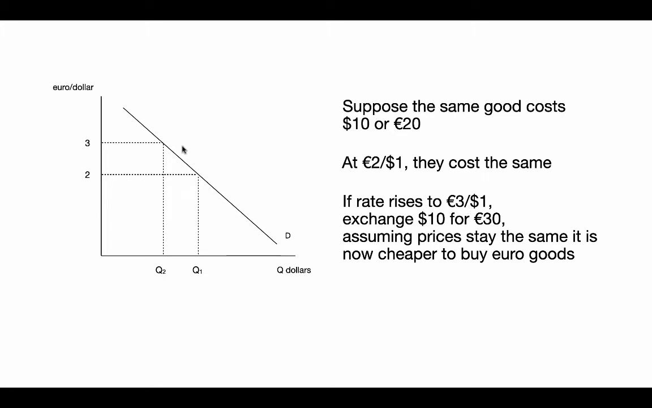Remember, whenever we're changing things on our graphs, generally we're holding everything else constant. So something has caused this exchange rate to rise. Everything else, including these prices, has stayed the same, which means now I can make that exchange and get more euros.